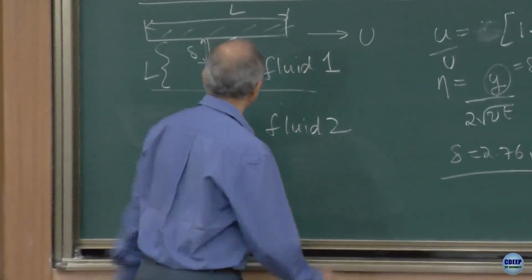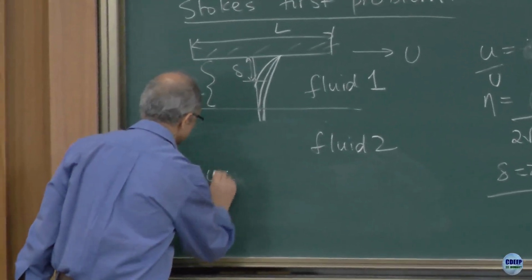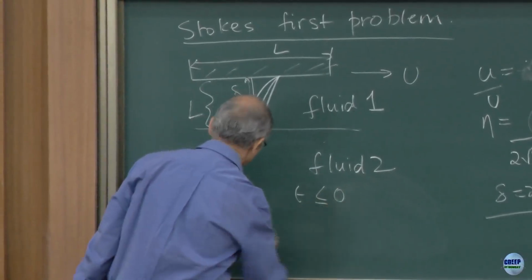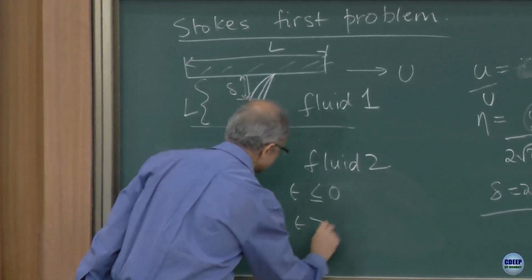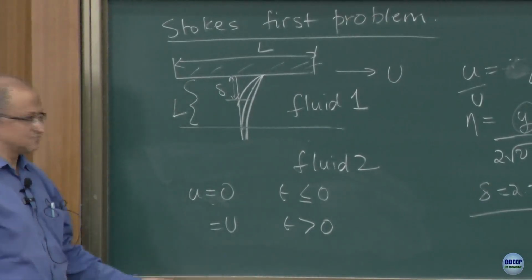Another time scale could be this: I said that at time t equal to 0, u is equal to 0 for t less than or equal to 0, and u is equal to capital U for t greater than 0. That's the solution, that's the thing that we said.